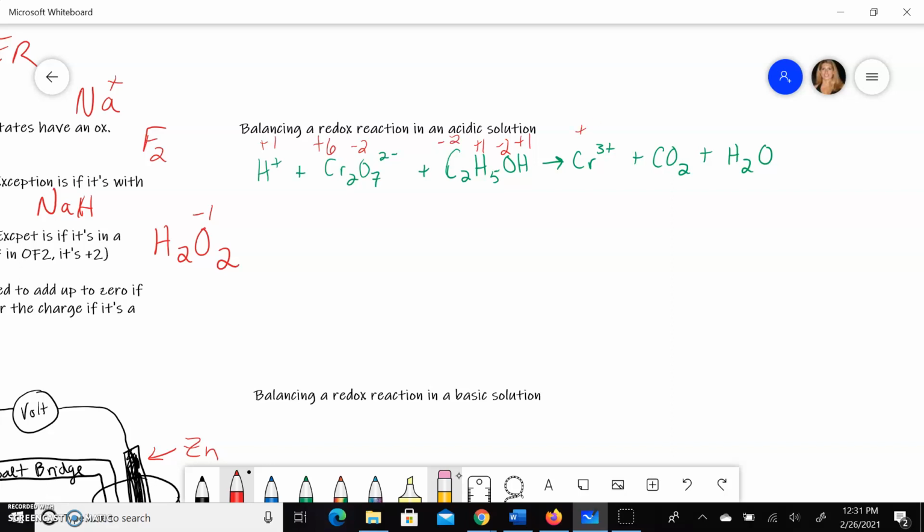Over here, chromium, it tells us, is +3. Oxygen's probably -2, so that carbon's going to be +4. And we have -2 and +1. All right, so now let's compare everything and see what changed.